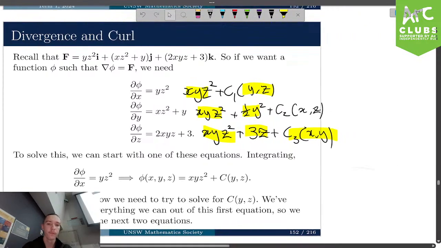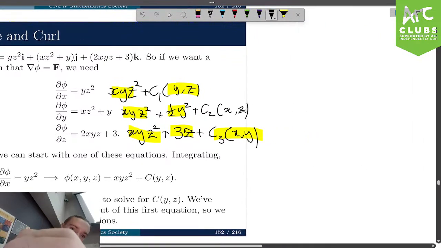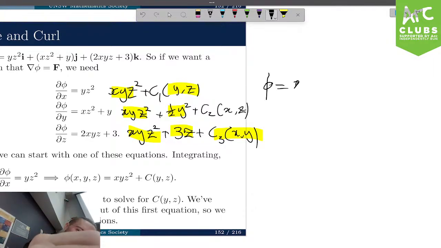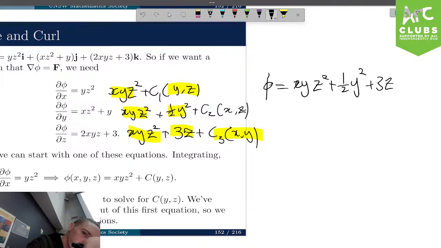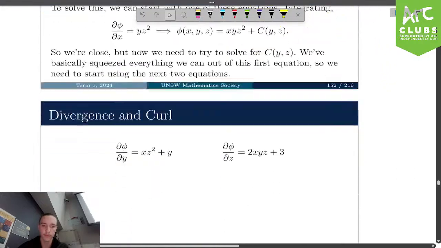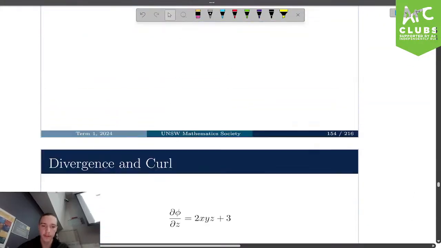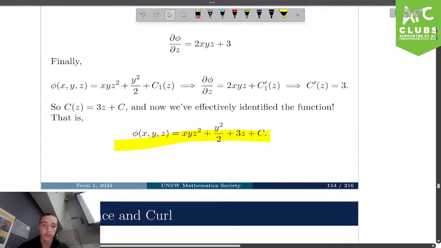So we just straight up match the terms up and just go, oh, well, phi is just xyz squared plus a half y squared. And of course, plus some constant. So what we've seen is we've just done like 3 lines of working and we've just got to the answer. And if we go all the way back down, we get the same function. It's the same thing, but it's so much less effort.